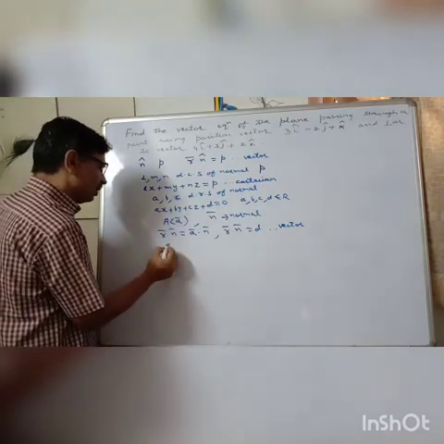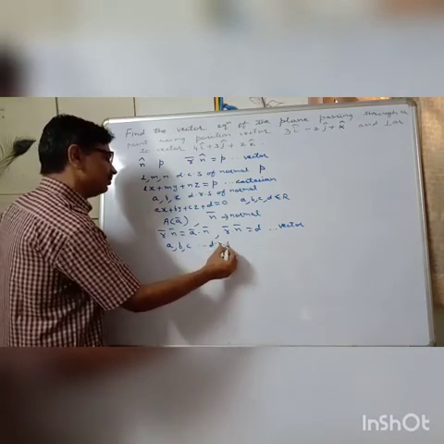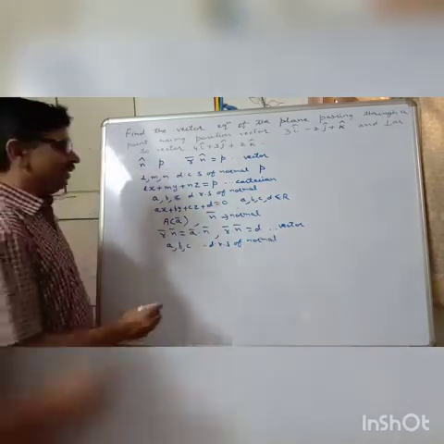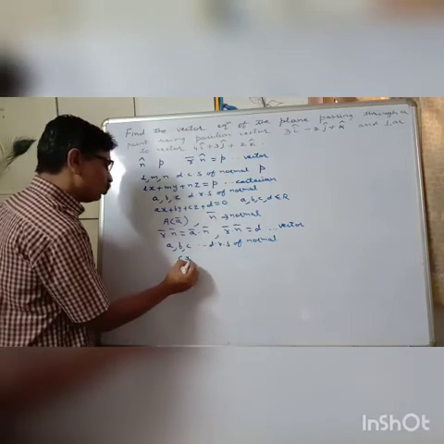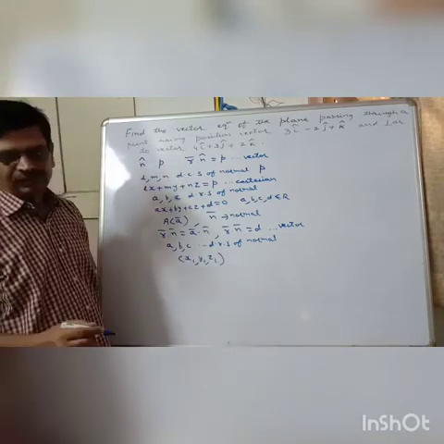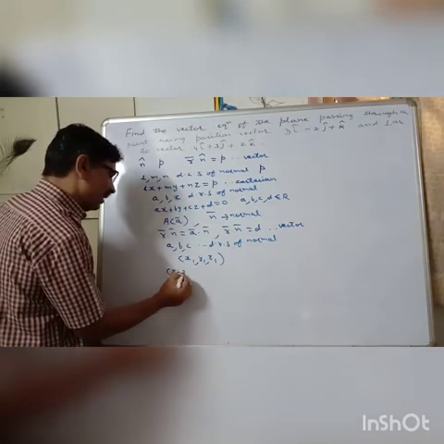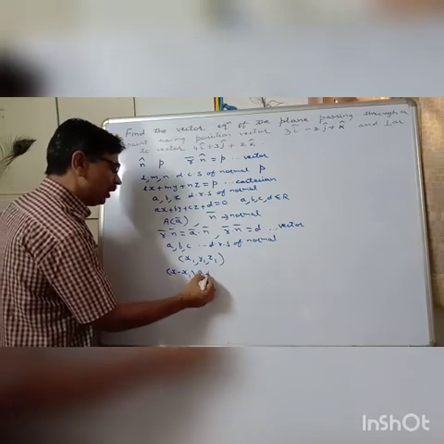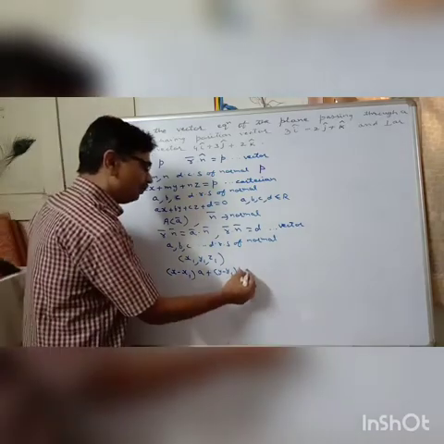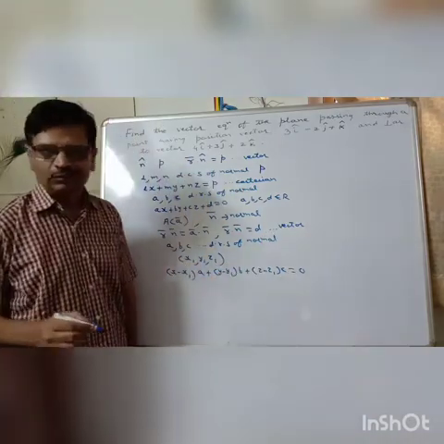Suppose direction ratios of normal to the plane a, b, c, and coordinates of one point in the plane x1, y1, z1. Then equation of plane in Cartesian form: x minus x1 into a plus y minus y1 into b plus z minus z1 into c is equal to 0.